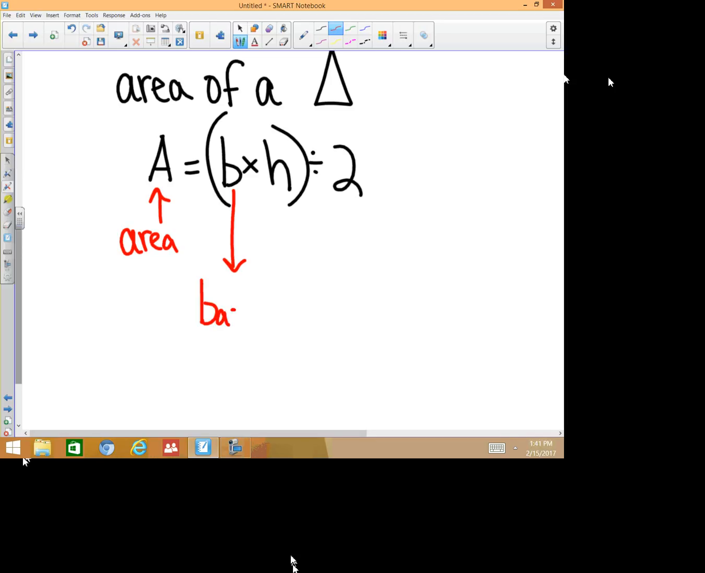Base, height, and then divide that by 2. So this is something that, just like when I say, what is the area of a rectangle? Length times width. You should be able to do that now. What's the area of a triangle? Base times height divided by 2. Base times height divided by 2. Okay? You should be able to memorize this.